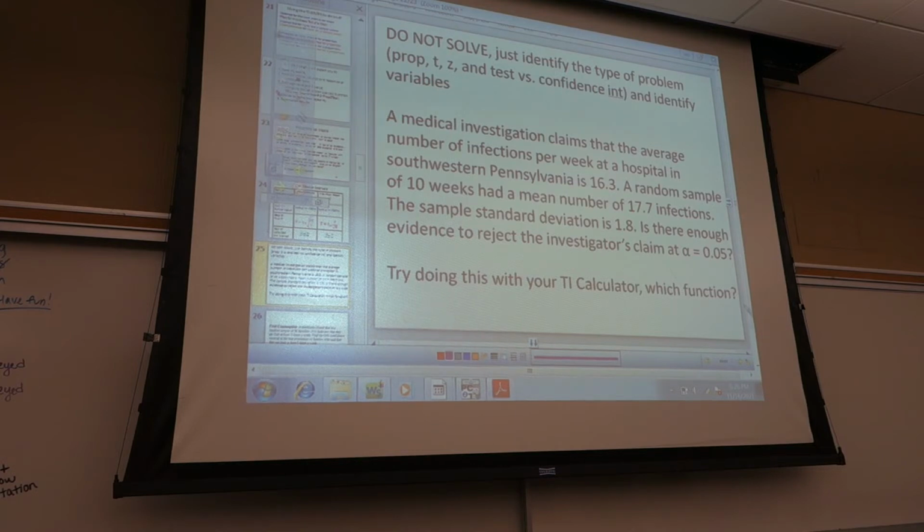Francois, go ahead and read for me. Not solved. A medical investigation claims that the average number of infections in a hospital in southwestern Pennsylvania is 16.3. A random sample of 10 weeks had a mean number of 17.7 infections. The sample standard deviation is 1.8. Is there enough evidence to reject the investigator's claim at alpha equal to 0.05?